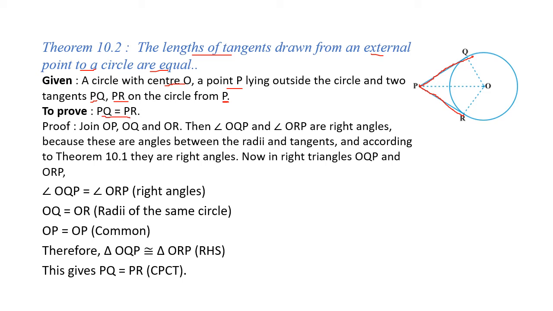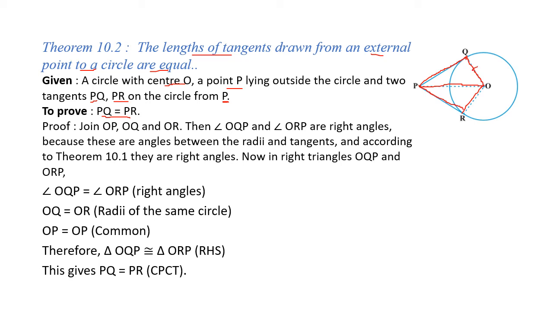Okay, so how will we prove? Join PQ, join PR, join OR, OQ and OP. Join them all. Okay, so on joining them, what will you get? You will get two triangles. Which two triangles? The first triangle is OQP, and ORP is the second triangle.